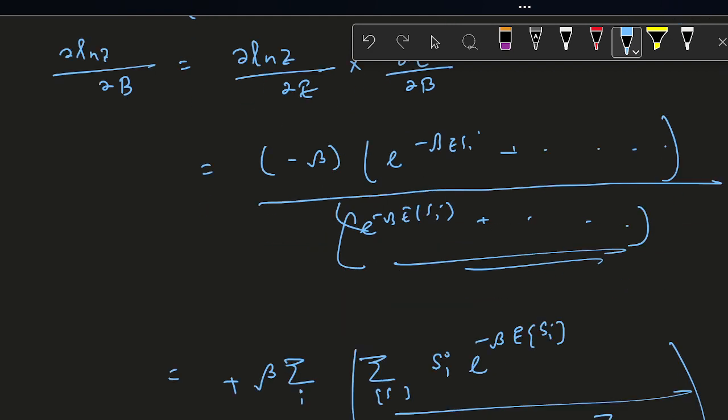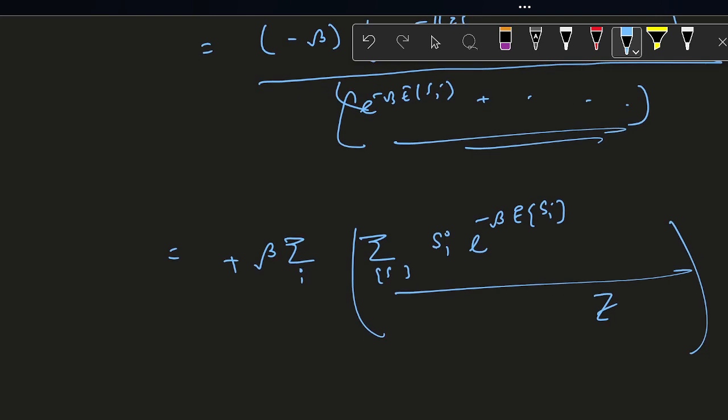So this is Z. So what you get is plus beta, and then you get the average over all possible spin configurations of si. So this is nothing but your si average, right? This whole term, because you are taking the Boltzmann weight factor and dividing by the partition function, working on the quantity si. So this is nothing but your individual spin average, and this is taken for all i values in a summation, i from 1 to n.